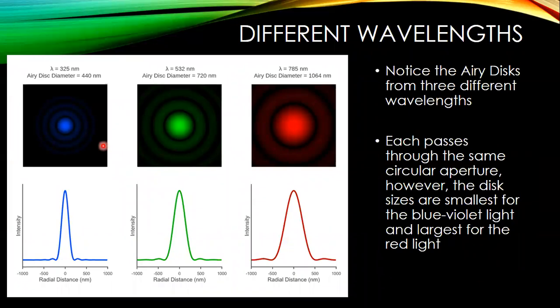If we look at 3 different wavelengths of light, we can see that the size of the Airy disk changes with the wavelength. In this first example, we have a wavelength in the ultraviolet part of the spectrum. At 325 nanometers, the central diameter, 1.22 times the wavelength divided by the diameter of the opening, is 440 nanometers. Jumping to green light at 532 nanometers, the Airy disk would be 720 nanometers. Going even larger to red light at 785 nanometers, the Airy disk would be about 1 micron.